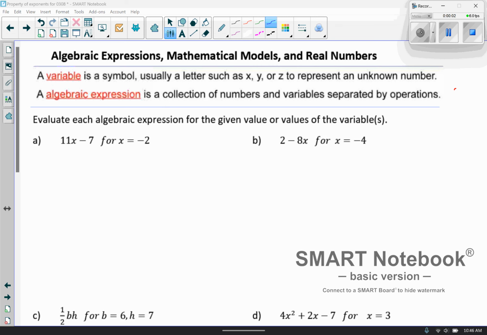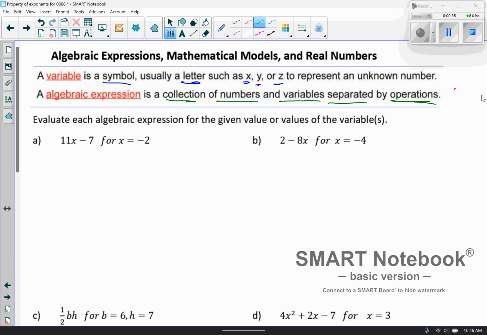Okay, algebraic expressions, mathematical models, and real numbers. So we're going to focus on looking at variables and algebraic expressions. A variable is a symbol, usually a letter. We usually like to use X, Y, or Z to represent an unknown number. We use other symbols also, but these are going to be the most common ones we'll see. An algebraic expression is just a collection of numbers and variables separated by operations: addition, subtraction, multiplication, and division.